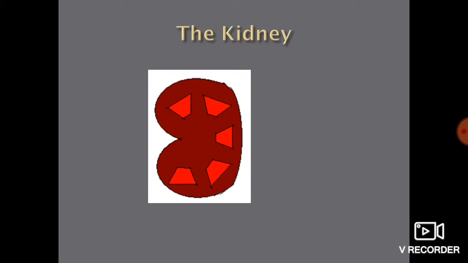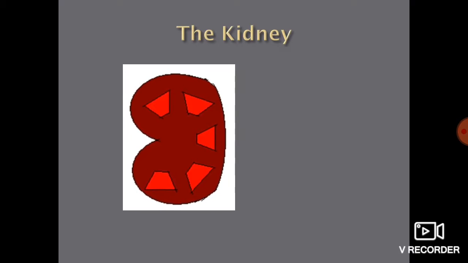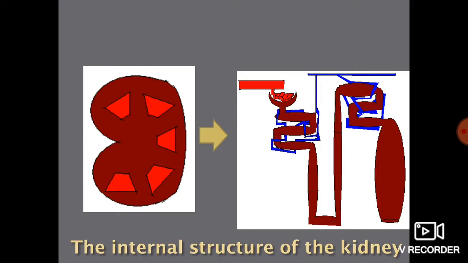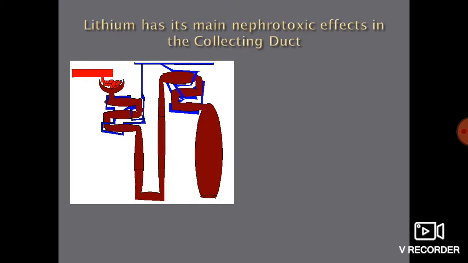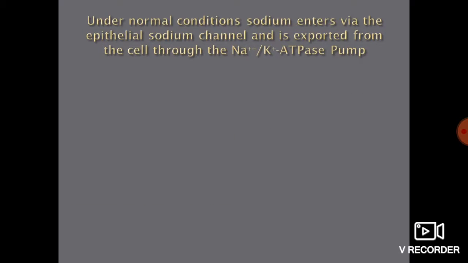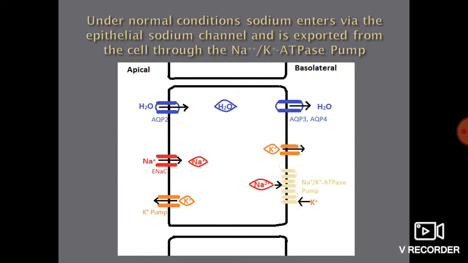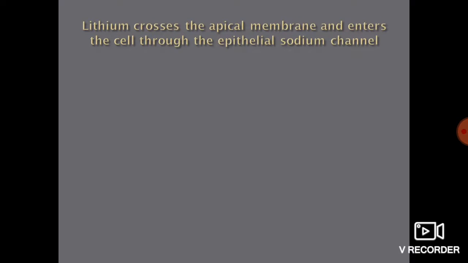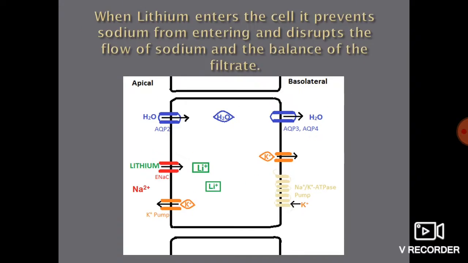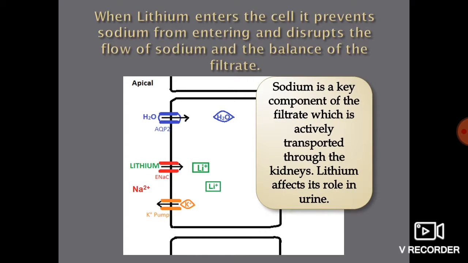Lithium and nephrotoxicity. The internal structure of the kidney. Lithium causes the main nephrotoxic defect in the collecting duct. In the collecting duct, under normal conditions, sodium enters the cell via the epithelial sodium channel and is pumped out through the basolateral side. Lithium crosses the apical membrane and enters the cell through the epithelial sodium channel. When the lithium enters, it prevents sodium from entering and impairs the reabsorption of sodium and water from the fluid.